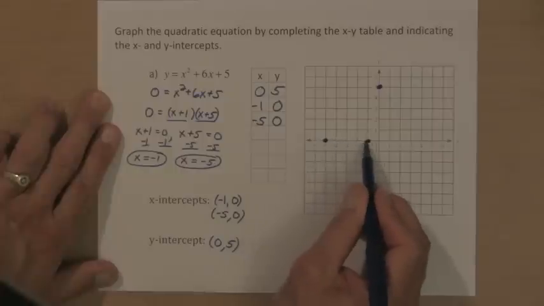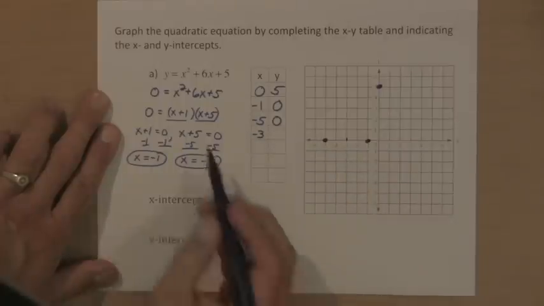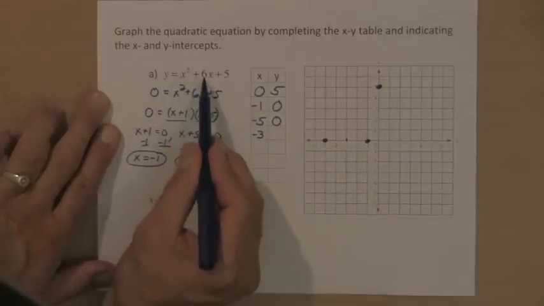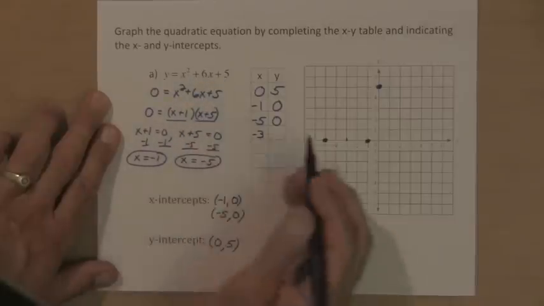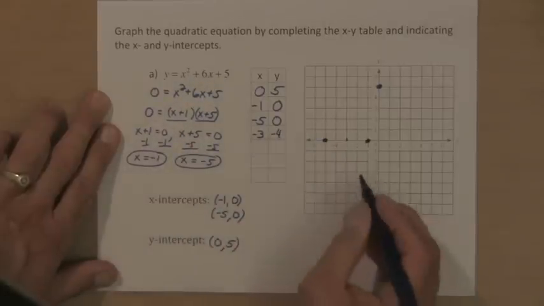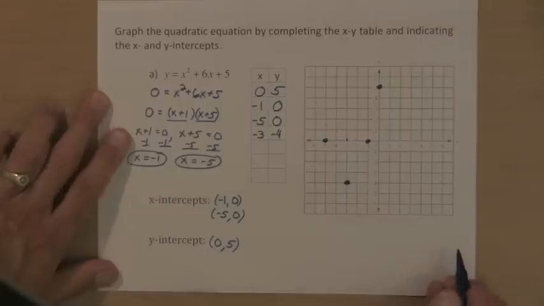This is 1, 2, 3, 4. If I go halfway, I'm at -3. So if I put in -3 for x and square that, I get 9. That's going to give me -18. 9 minus 18 is -9, plus 5 is -4. So that point is at -3, -4 right there.